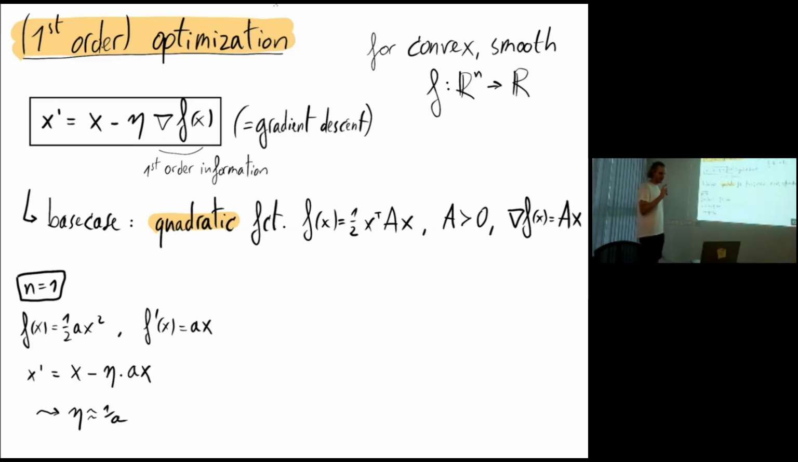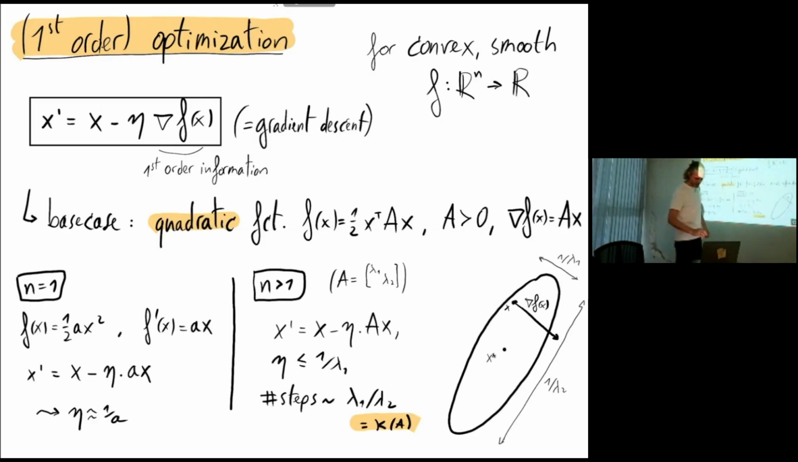Okay. Now, we don't want to overshoot, right? We don't want to jump over the minimizer. So it means that eta cannot be larger than 1 over a. And in fact, we want to be close to the minimizer, so we want to take something like eta approximately 1 over a. And there's always a step size that works pretty well and brings us close to the minimizer, even in one step.